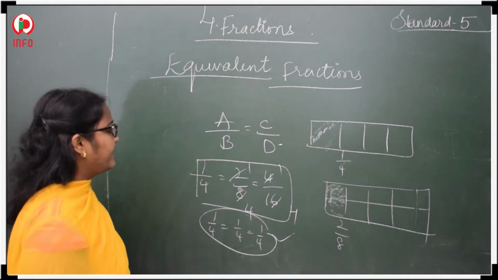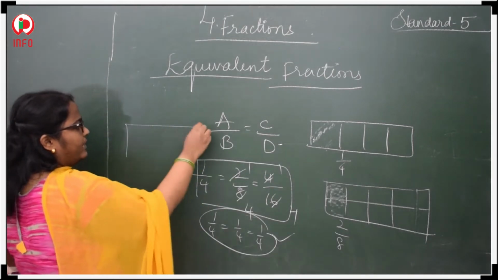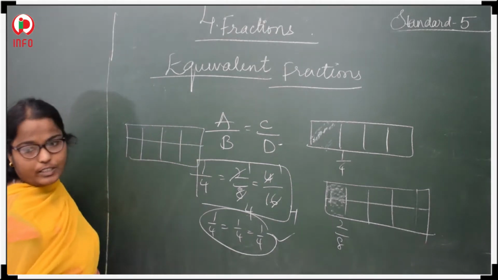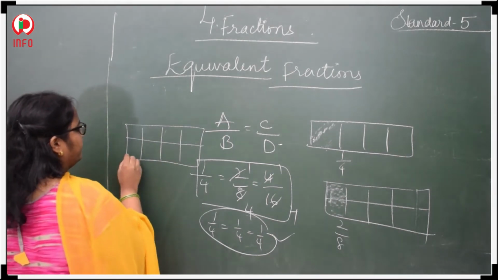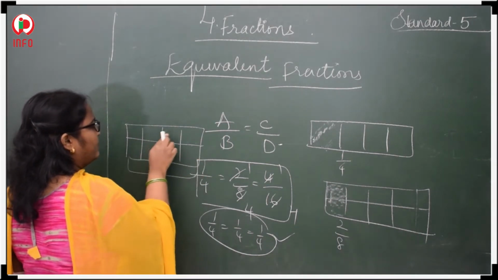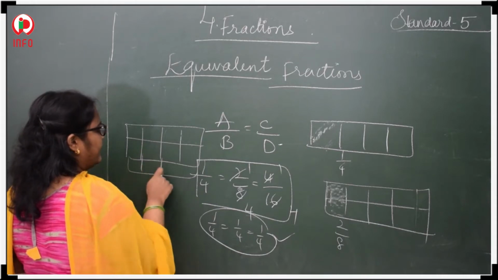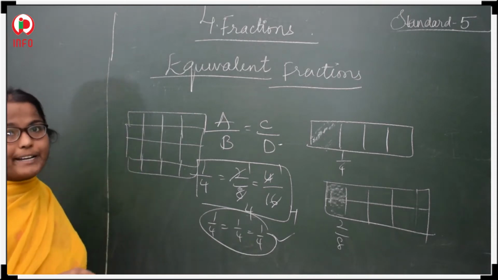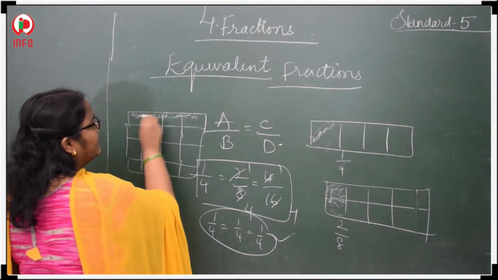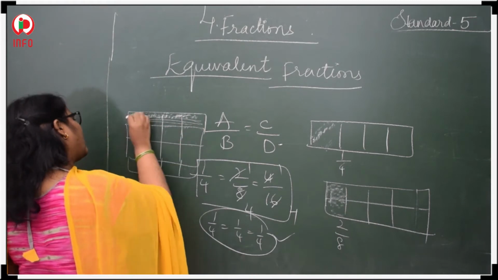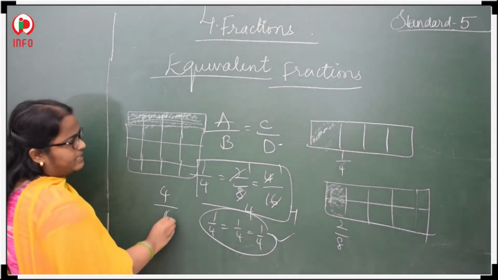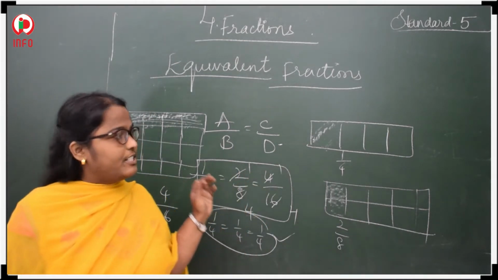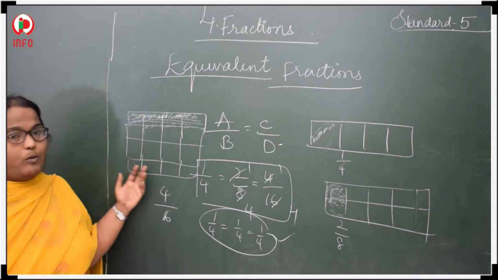The next one we are having is 4 by 16. So you can count 1, 2, 3, 4. You can see the book: 2, 3, 4, 5, 6, 7, 8, 9, 10, 11, 12. So 4 by 16. How can we shade here? 4. So this is nothing but 4 by 16. For this you can make equivalent fractions. Okay, students, understood all of you? So this is all about equivalent fractions.